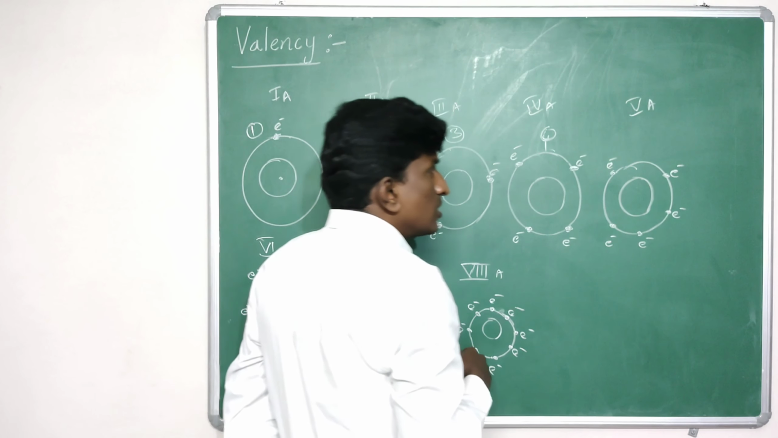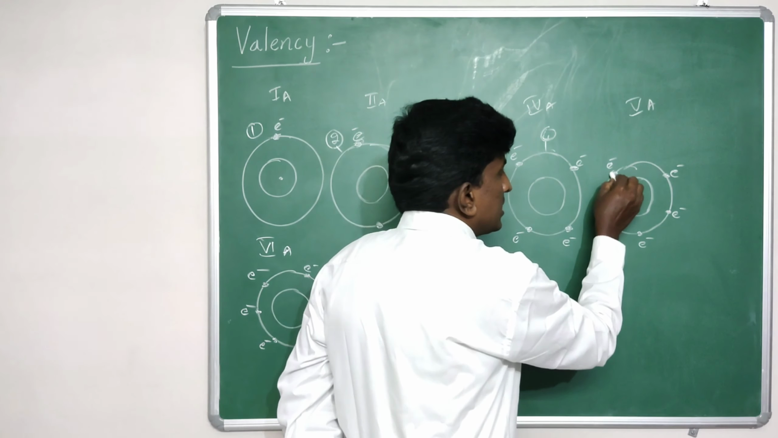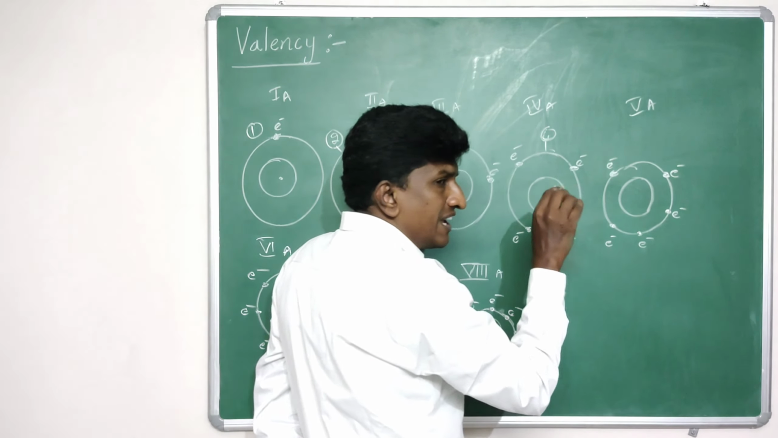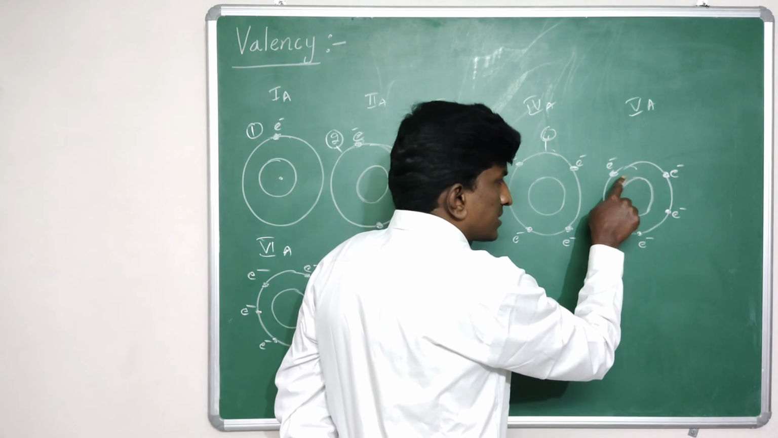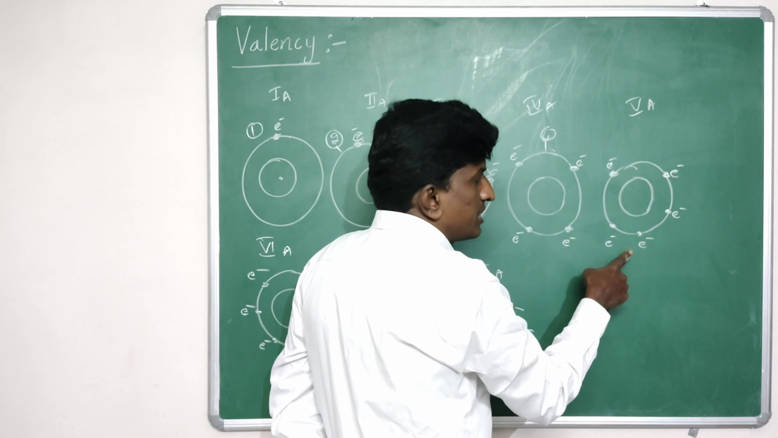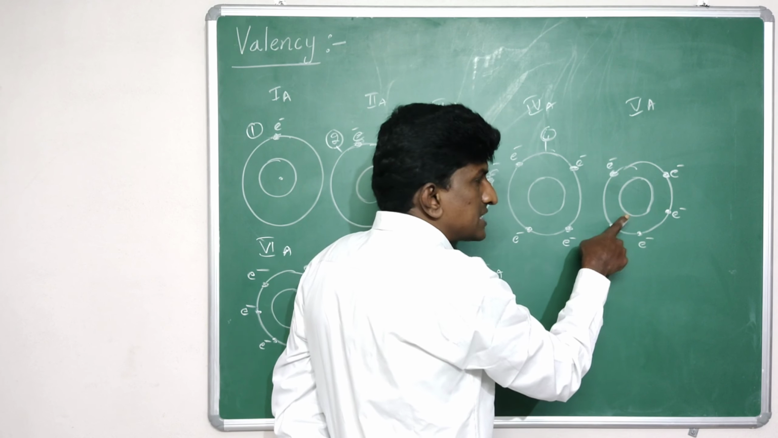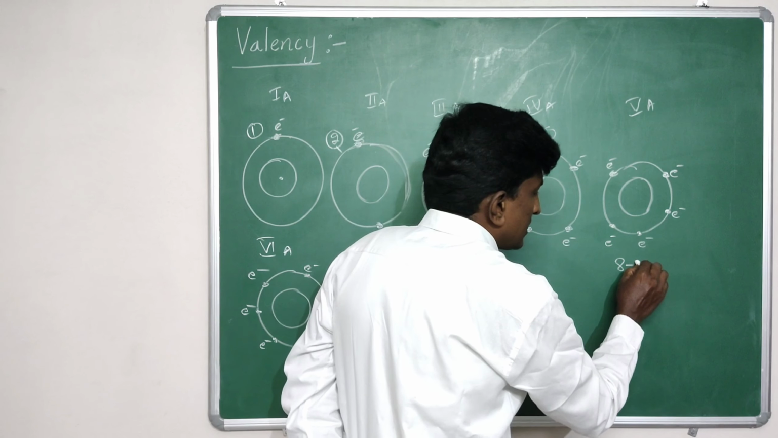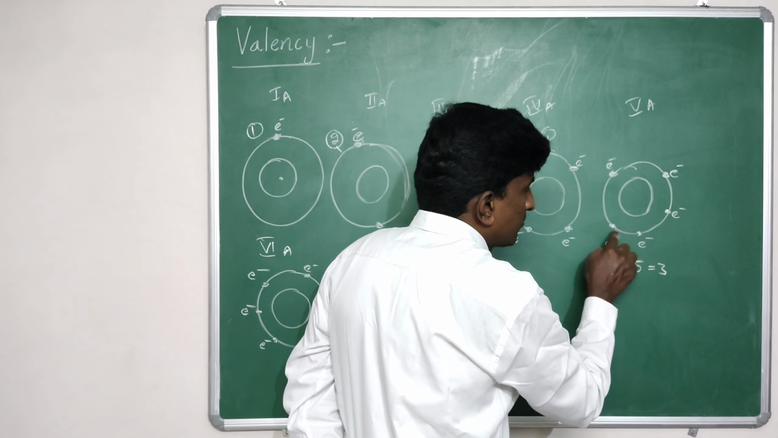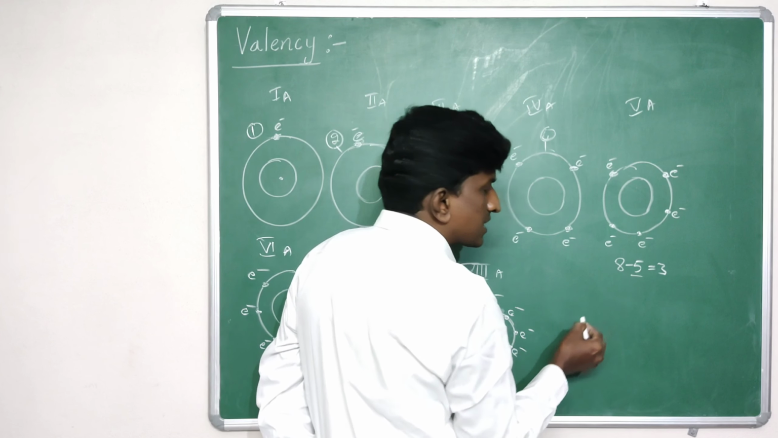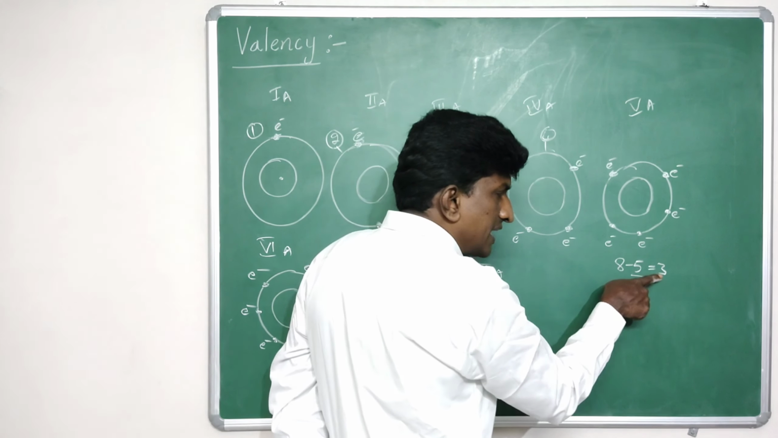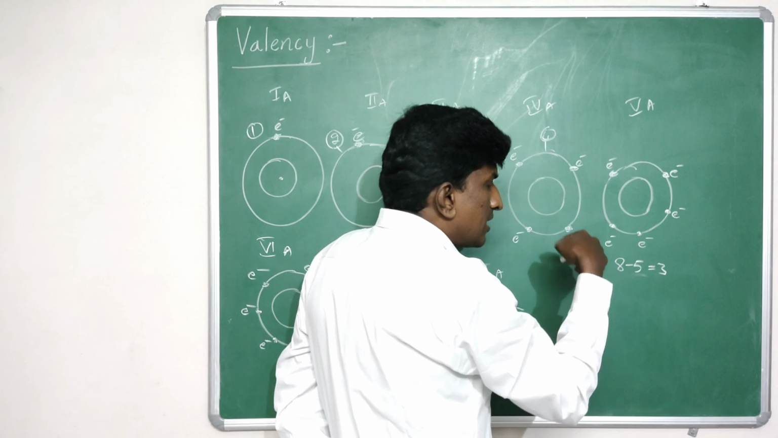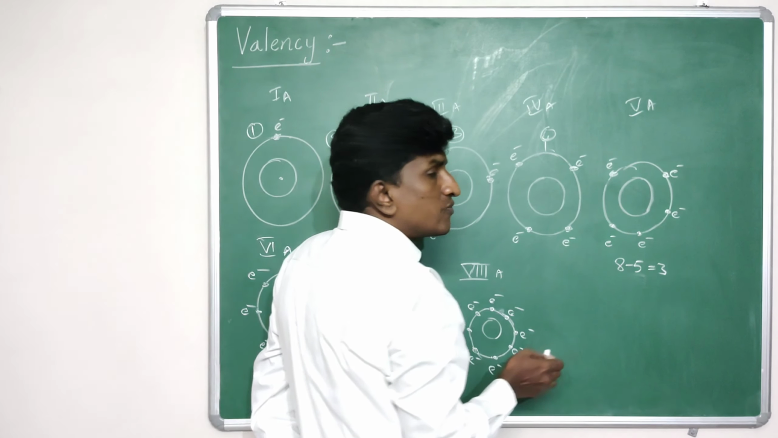Then when you come to the 5A group elements, in the 5th A group and second period, all the elements have 5 electrons. To get octet configuration and stability, the 5th group elements in the second period require 3 more electrons. Already 5 electrons are there. Losing 5 electrons is very difficult, but if they gain 3 electrons, then they will get octet configuration. So their valency starts decreasing from the 5th group elements.